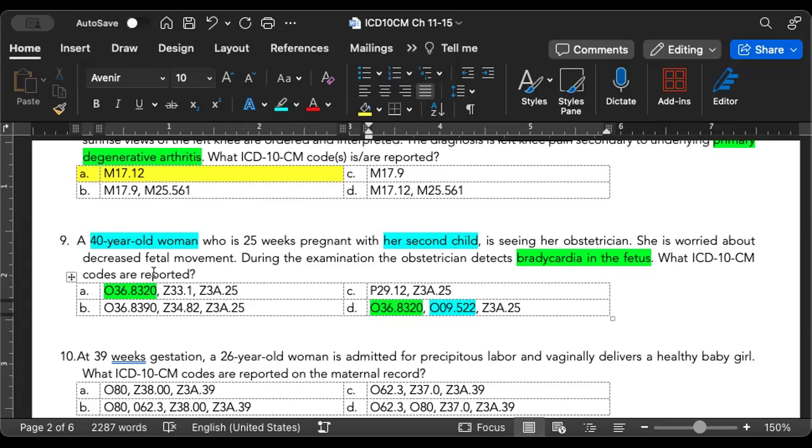So in the alphabetic index, you will look up pregnancy, complicated by, elderly, and then depending on whether or not it is the first or second child, you'll have primigravida or multigravida. So pregnancy, complicated by, elderly, and then either primigravida or multigravida.